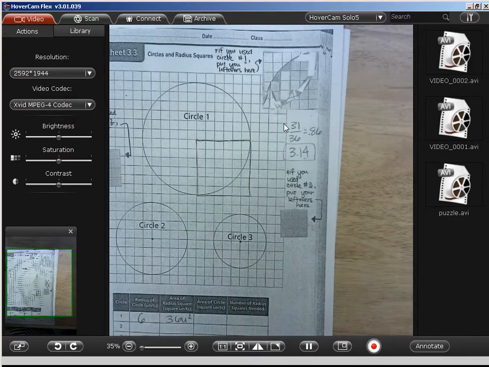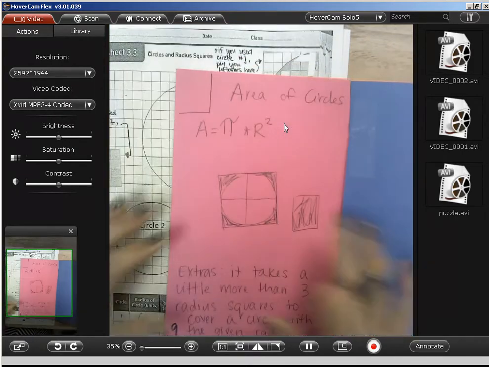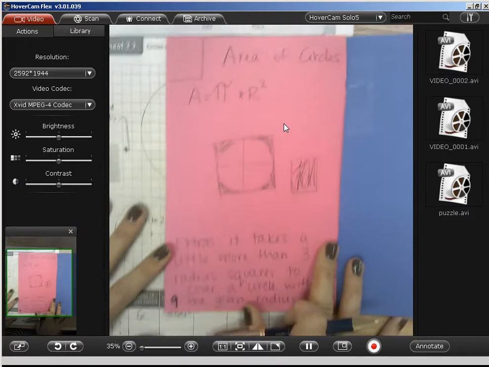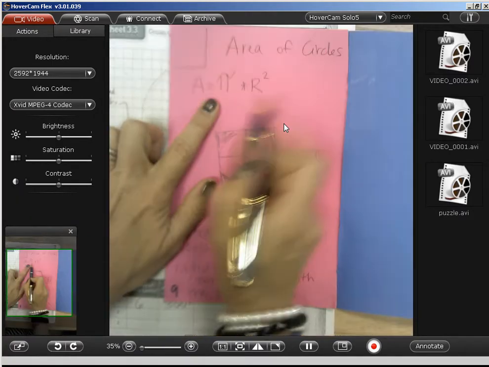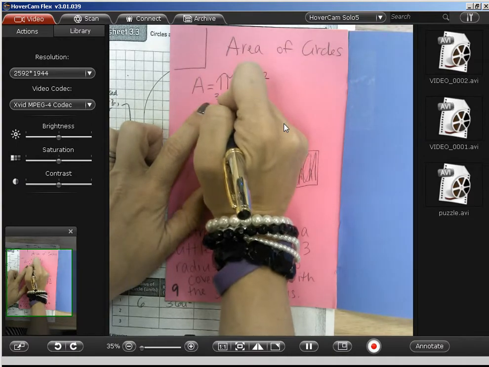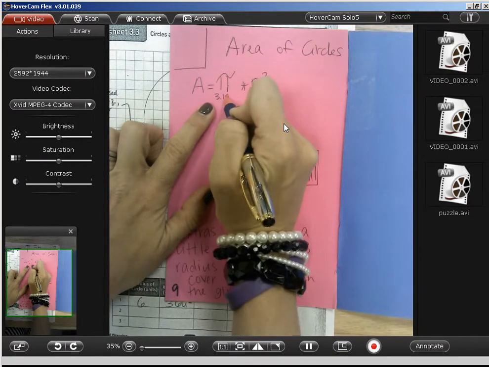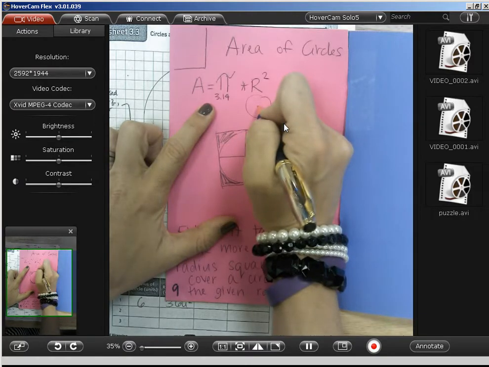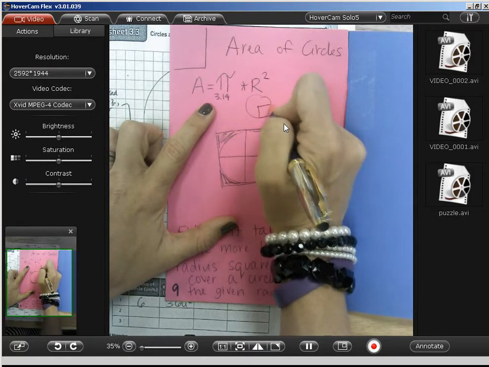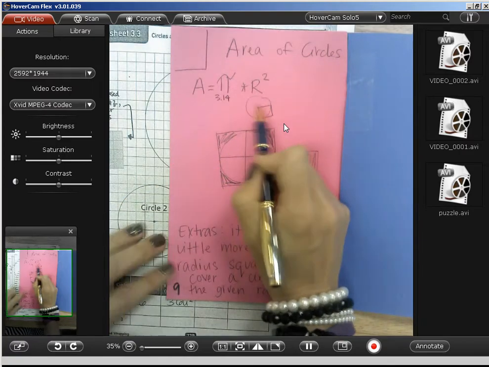So what I want you to do now is grab your secret formula books. This is the information that you're going to write on this page. Our area formula is 3.14, because remember, that's pi, times the radius squared. So that was our circle, and it takes 3.14 radius squares to fill it in.